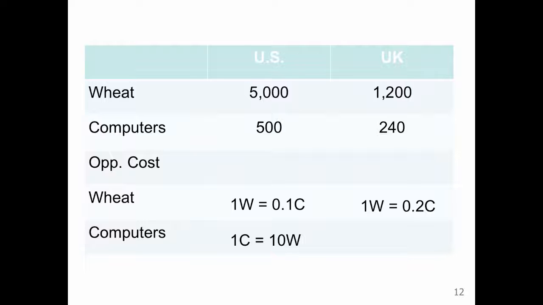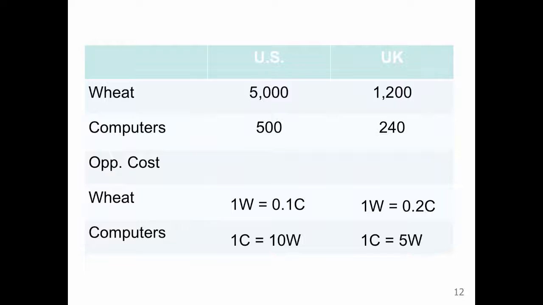And the opportunity cost of producing a computer in the UK is the 1,200 tons of wheat you must give up to get those 240 computers. So 1,200 divided by 240 is 5. So finally, the opportunity cost in the UK of producing a computer is the 5 tons of wheat you must give up.